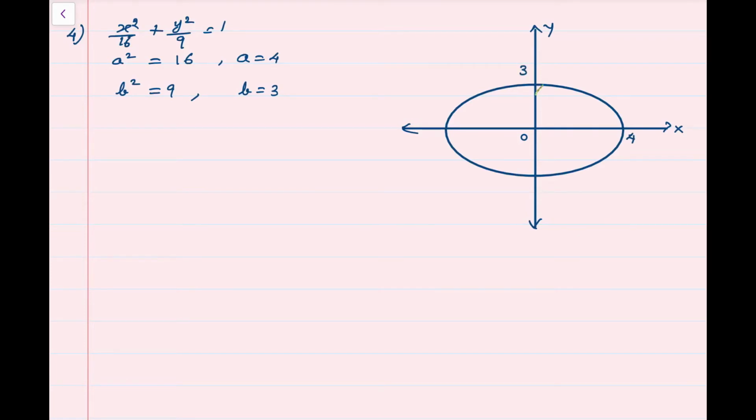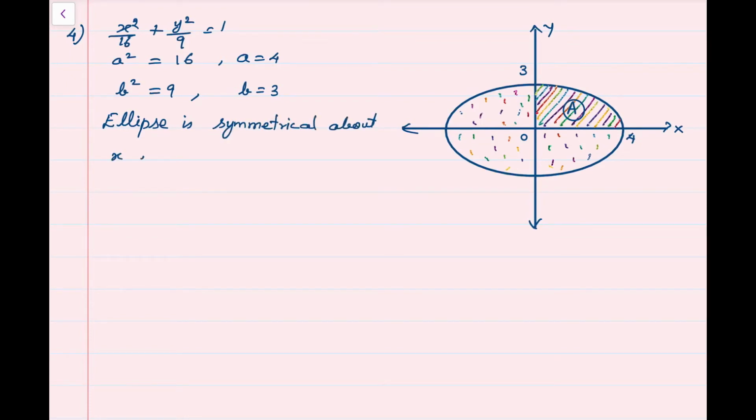We have to find the area of the ellipse. An ellipse is symmetrical about x and y axes. We will find this one area and we will multiply it by 4, because all these four areas are equal. I will name it as area A. Therefore, area of the ellipse is 4 times area A, 4 times integral.